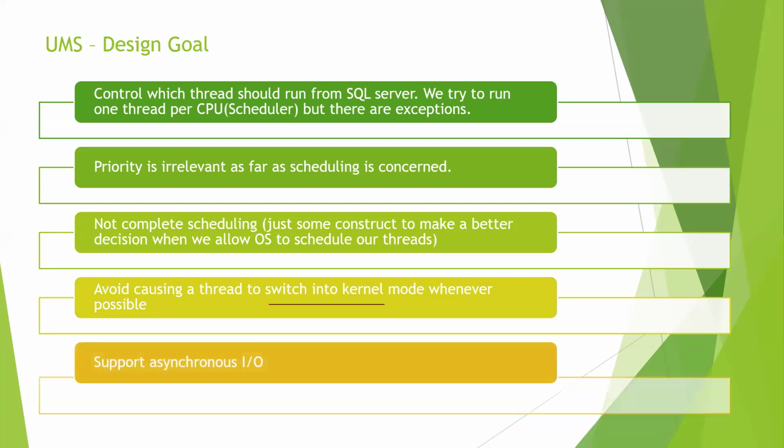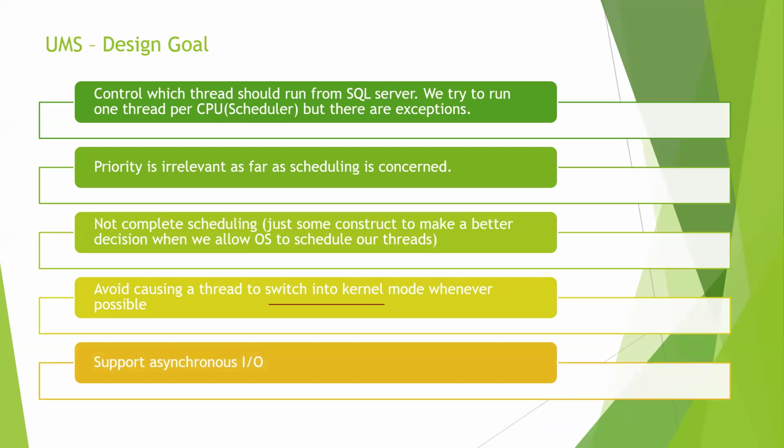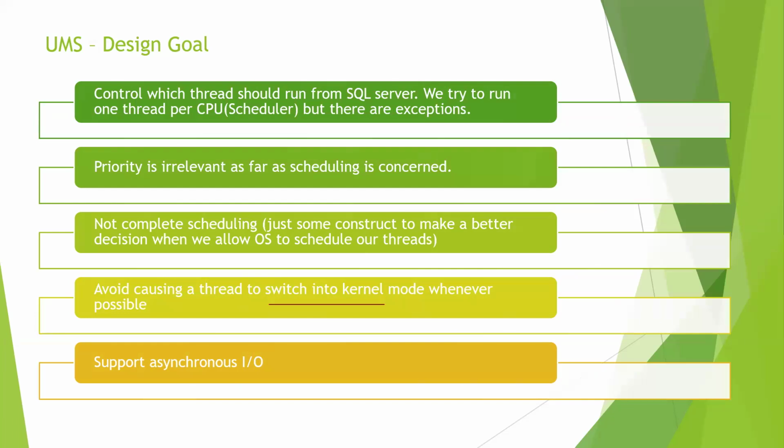Support asynchronous IO. We will talk about that later. Asynchronous IO is, for example, you posted one IO request and the thread doesn't need to wait for that IO to be completed. It happens asynchronously. Same as with Always On asynchronous: when a query is executed, the primary will not wait for confirmation from the secondary. Similarly, when a thread posts an IO request, it will not wait for the IO to complete. We will talk more about that in detail when we cover IO. So that is the design goal for UMS.